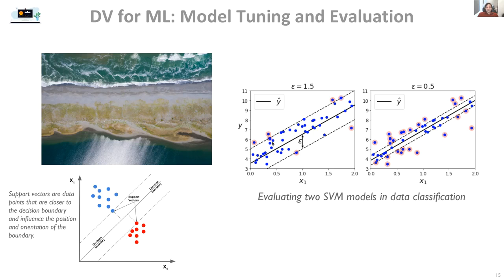Here we have the results of two SVM regression models after training on some random linear data. This one has a large gap between the two categories, and the gap on this one is smaller. So we have a smaller value for epsilon.